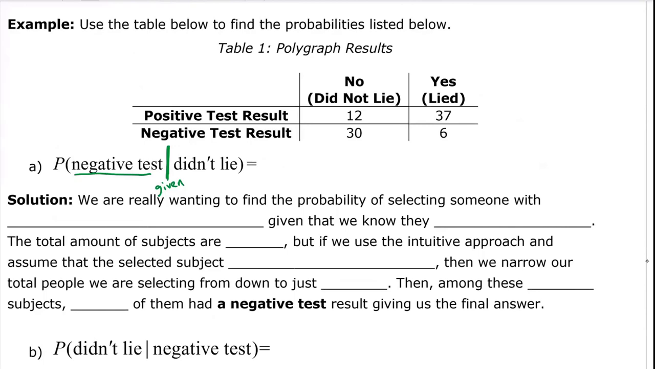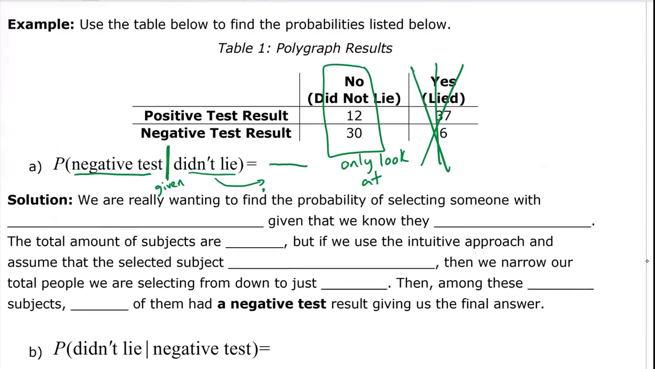So if we're given that the subject didn't lie, we would only look at these people right here. Only look at these, meaning we would completely dismiss the lie people. So how that works in our fraction is the back part of the bar gives us a new denominator, a new total, which means we have 42 people total. Of those 42 people, 30 of them had a negative result.